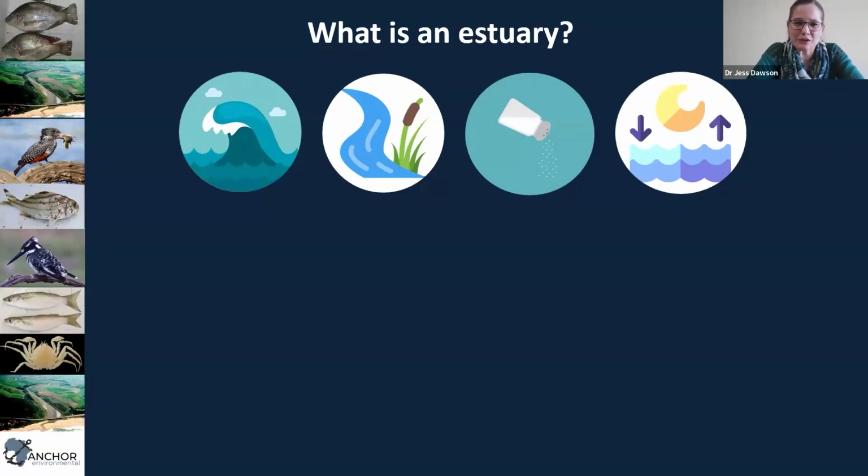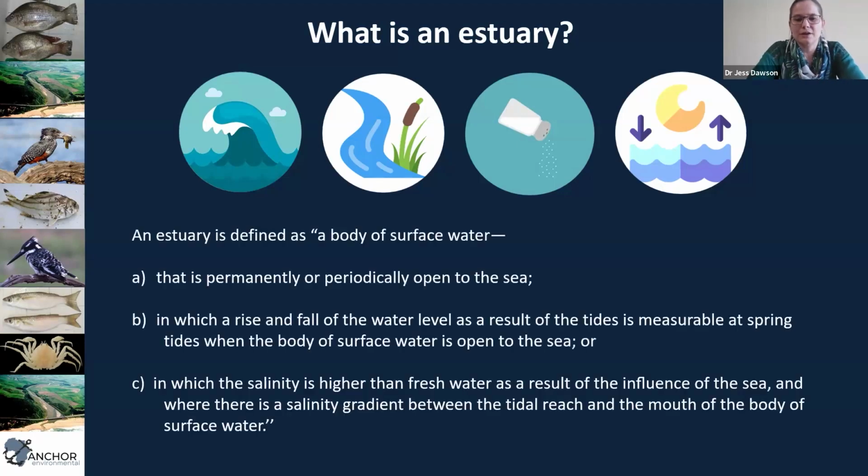So the lead up in the photographs, you've got all of the first three. So where the ocean and a river system or a freshwater source mix, where the river meets the ocean, and where there is salinity, so a mix between salt and freshwater, as well as where there's a tidal influence. So in terms of the formal definition that's given in our legislation, all of those are included.